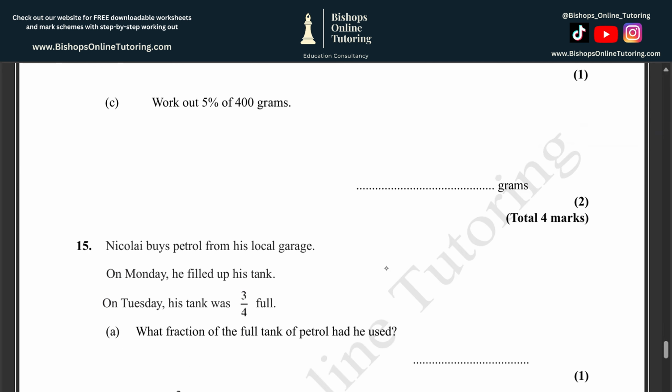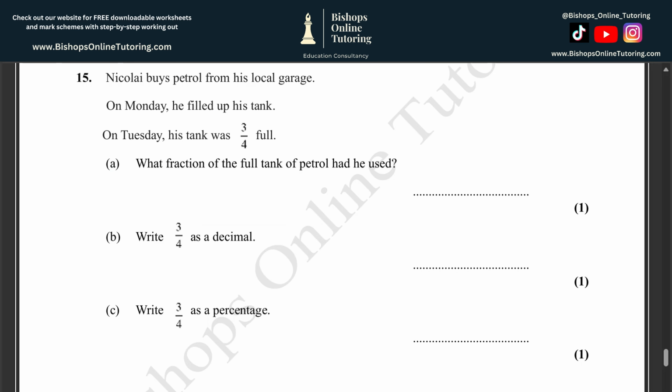Work out 5% of 400 grams. Now, 10% of 400 grams is really easy to work out because we have an invisible decimal point over here and we just move it one stop to the left. So that would mean that 10% is equal to 40. Now, 5% would be equal to half of 10% because 5 is half of 10. So we can do the same thing with this number over here. Half of 40 is going to be 20. So 5% is equal to 20.